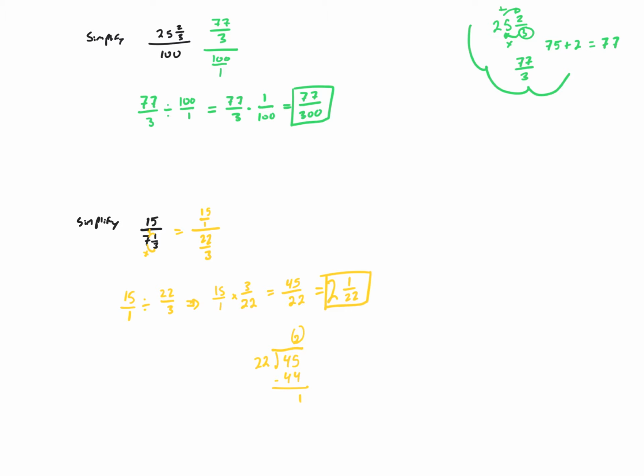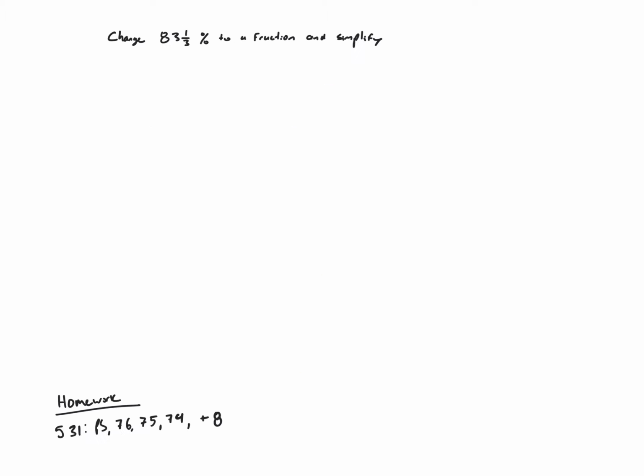All right. One more here. It says change 83 1/3% to a fraction and simplify. So remember, if you had, let's say, 25%, that's the same thing as saying 25 over 100, right? Because percent is always comparing it to 100. You might also remember that's the same thing as 0.25, if you move the decimal place 2 to the left. So those are going to be the same thing.